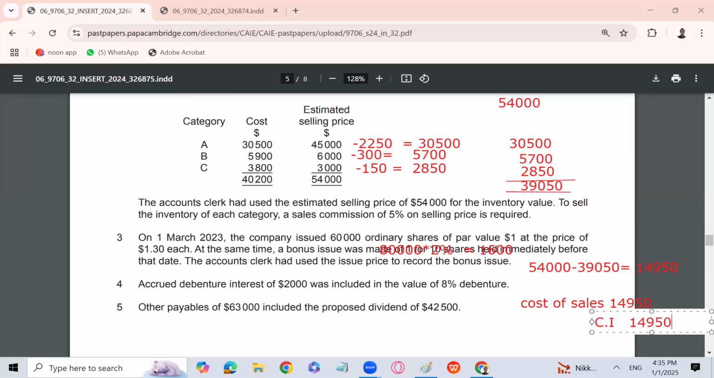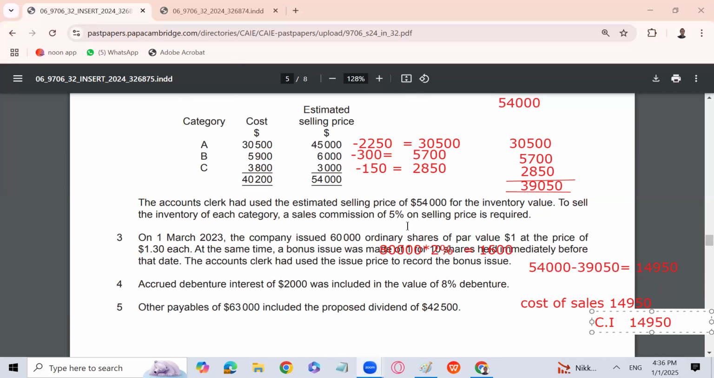This is how IAS 2 will affect the valuation of inventory. So the correct value of inventory is 39,050 rather than 54,000. In order to correct the valuation of inventory, we should take the individual categories, and the amount will be subtracted from the profit. Profit will be reduced. So we are done with these two particular concepts which have been asked in the question.